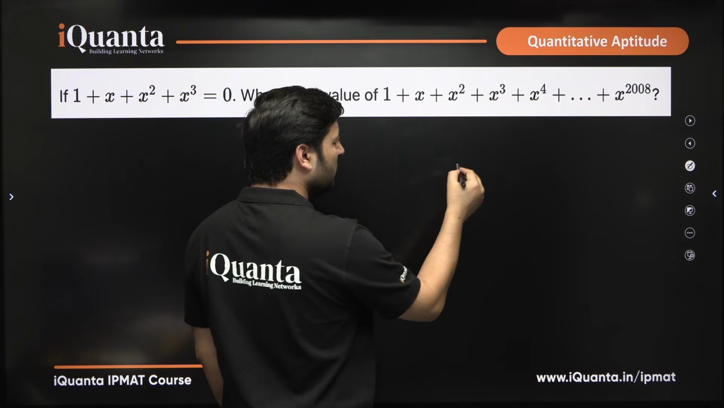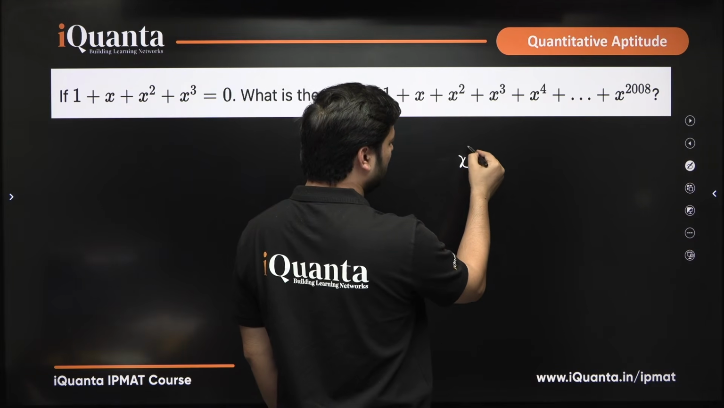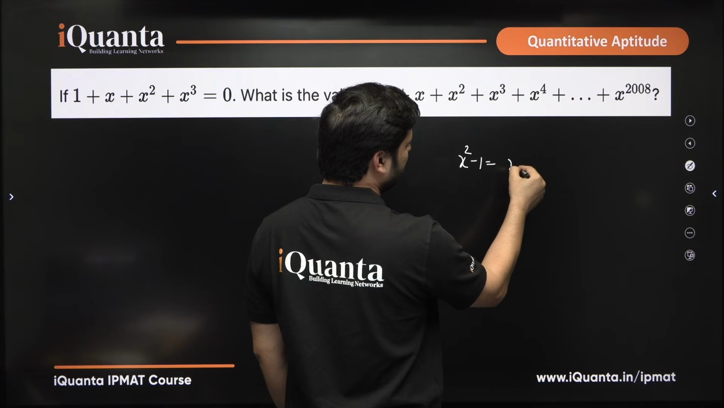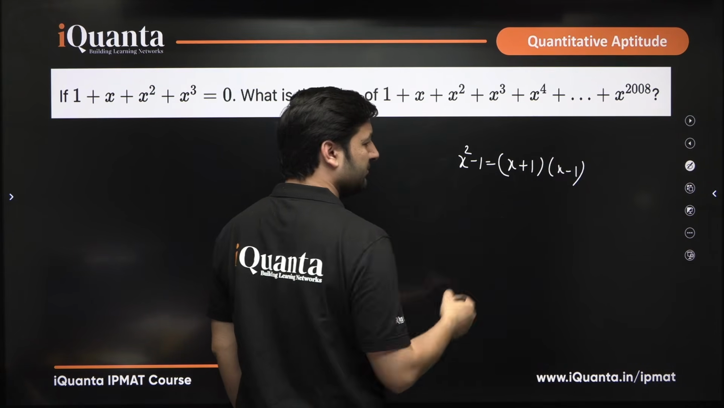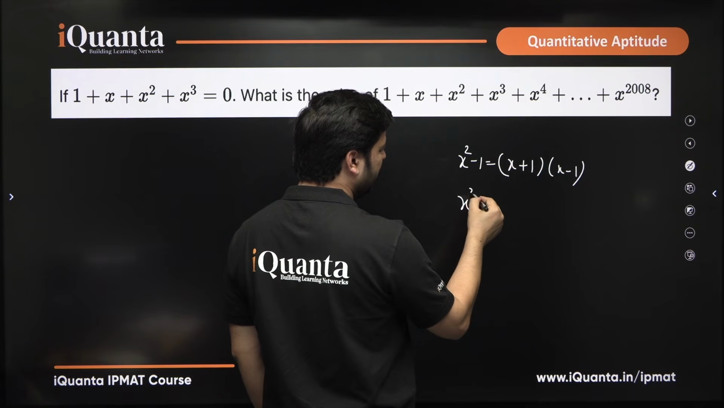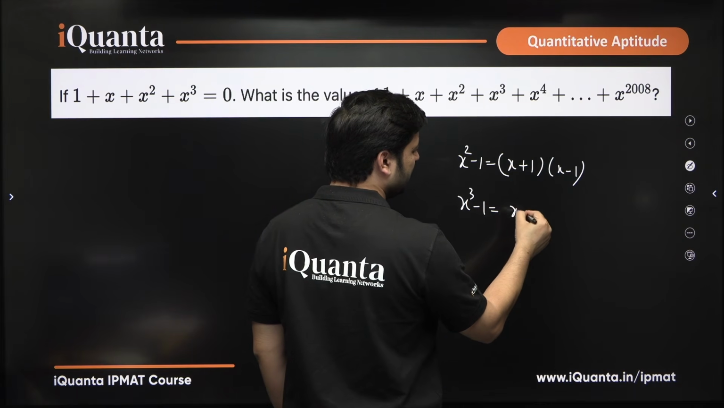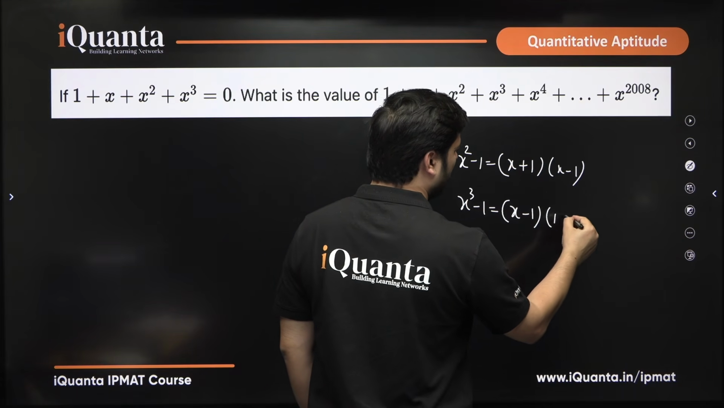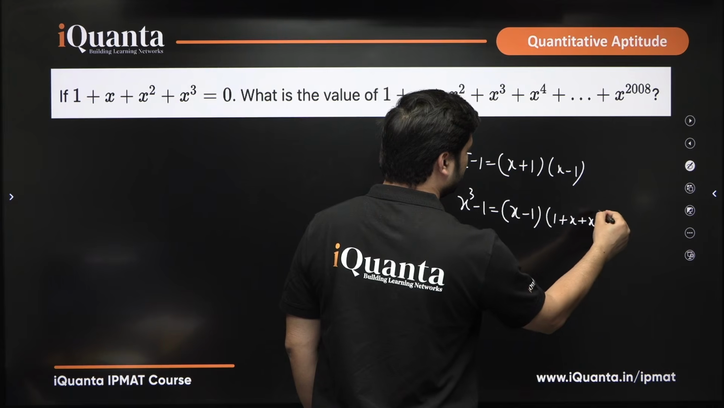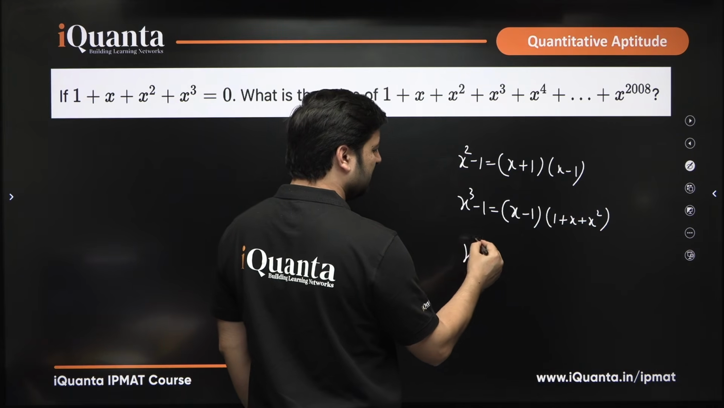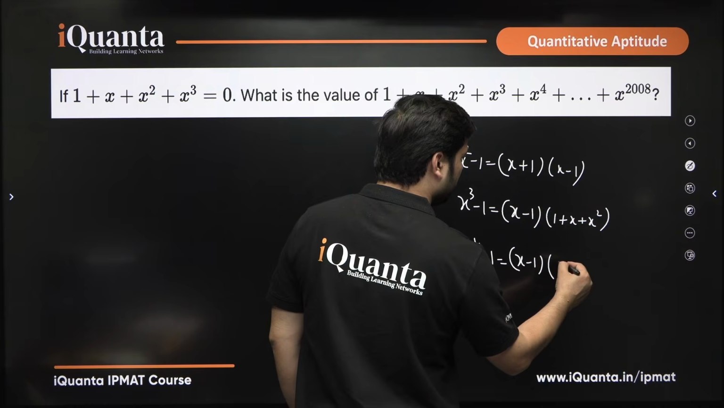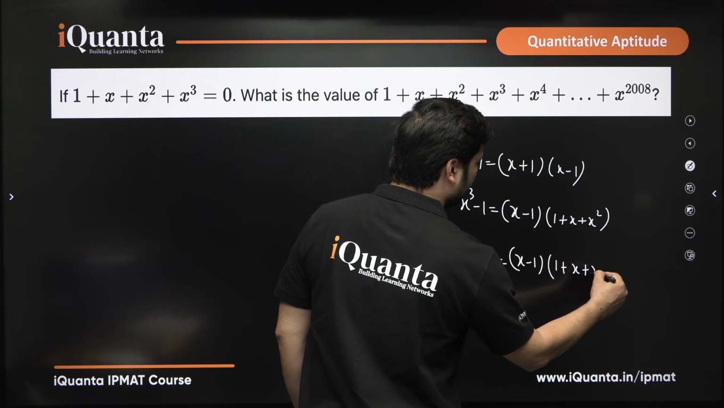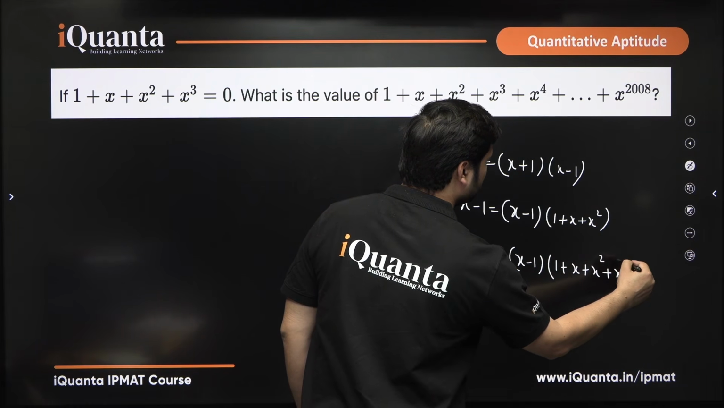So you all know that suppose I have something of the form x square minus 1. How is it written? X plus 1 into x minus 1. Isn't it? If I write x cube minus 1, that can be written as x minus 1 into 1 plus x plus x square. In the same way, x to the power 4 minus 1 can be written as x minus 1 into 1 plus x plus x square plus x cube.